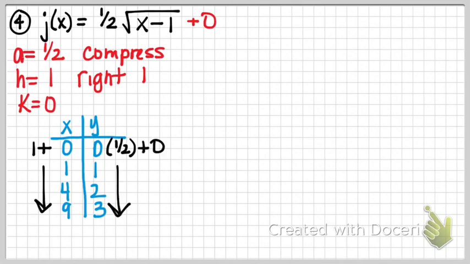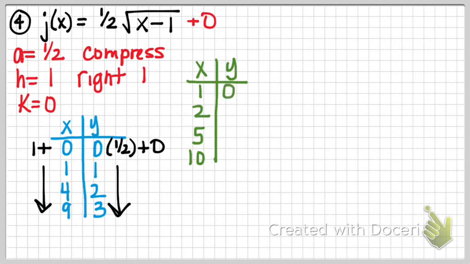So my new table that we're actually going to graph is x: 1, 2, 5, 10. And then you should have y: 0, 1.5. Wait, is that right? No, not 1.5. Just 1/2. And then 1 and 1.5. All right, who had that? Okay, so now we're ready to graph it.